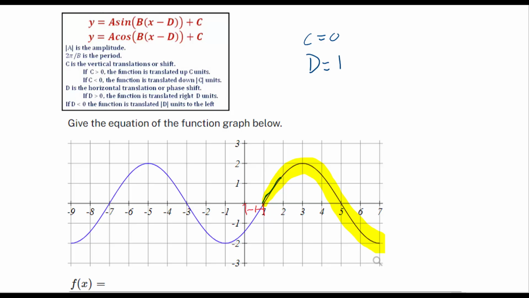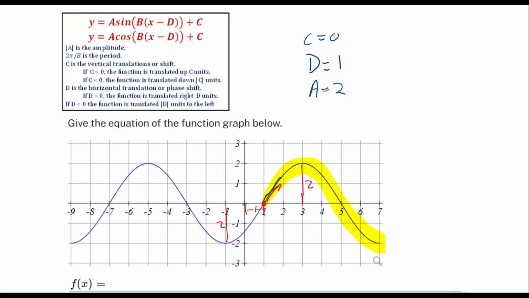Now we want to get an amplitude. If we look at the amplitude, how high above are we going? How far below are we going? Those are the same. That's 2 this way, 2 this way. And if we look at this as a starting point and it's going up, I'm going to count that as positive, because the sine goes up as it starts out. I'm going to say then that A must be 2.